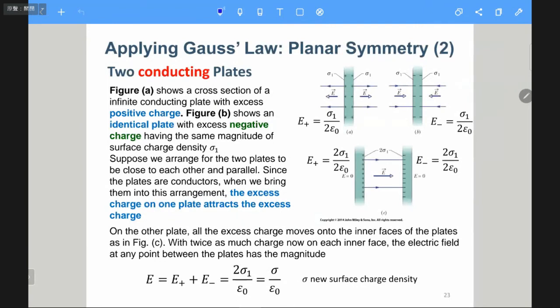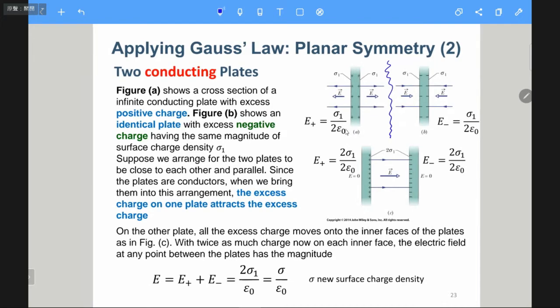Okay, so here we talk about two conducting plates. So here we assume there are two conducting plates. Let us consider part A and part B first. So here we have a conducting plate. The surface charge density on both sides will be sigma 1, and this is a positive charge.